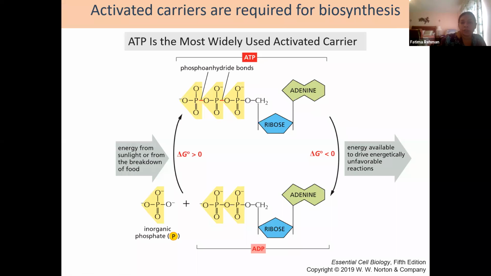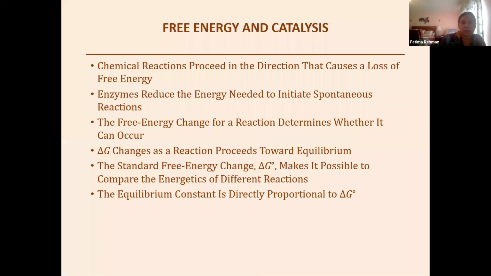Now, there are 2 things that I want to clarify here because I want you to know the difference between delta G and the standard free energy. I don't think I've clarified that well enough. So delta G is the change in free energy in the environment alone, right? And that one is going to be positive if the energy is released into the environment, and negative if the energy is consumed by the environment, right?